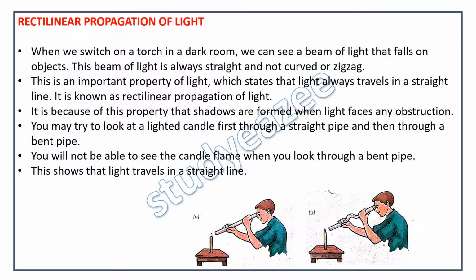You may try to look at a lighted candle first through a straight pipe and then through a bent pipe. You will not be able to see the candle when you look through a bent pipe. This shows that light travels in a straight line.